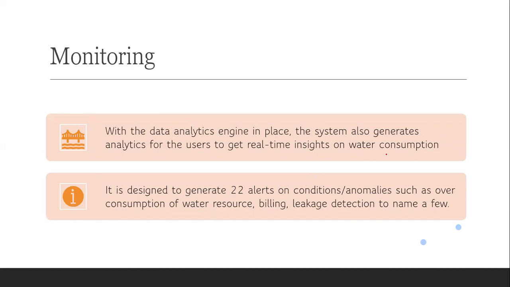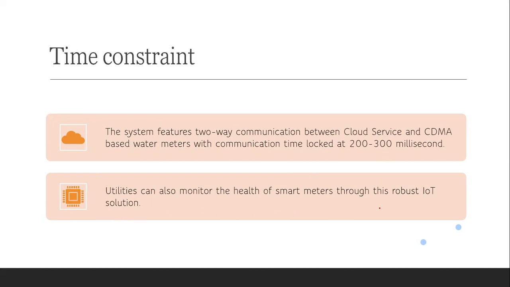With the data analytics engine in place, the system also generates analytics for the user to get real-time insight on water consumption. It is designed to generate 22 alerts on conditions or anomalies such as overconsumption of water resource, billing, leakage detection, and others. The system features two-way communication between the cloud service and CDMA-based water meters, with communication time logged at 200 to 300 milliseconds. By this solution, we achieve the critical factor of speed. Utilities can also monitor the health of smart meters using this robust IoT solution.